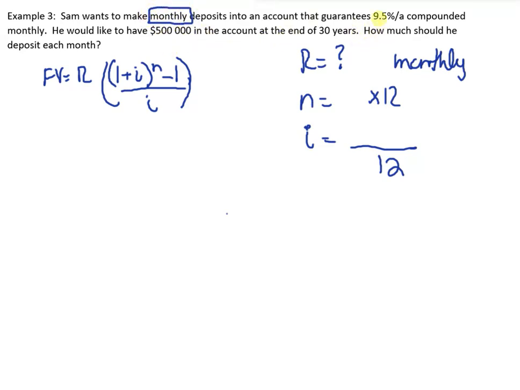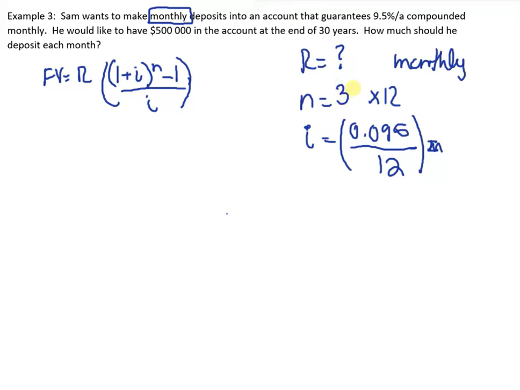Okay, this investment guarantees 0.095. Okay, let's calculate that. 0.095 divided by 12. This is really tiny. You know what? I might actually keep that as a fraction, and I'll show you guys. It's really ugly. Put it into your calculator, divide it, super ugly.